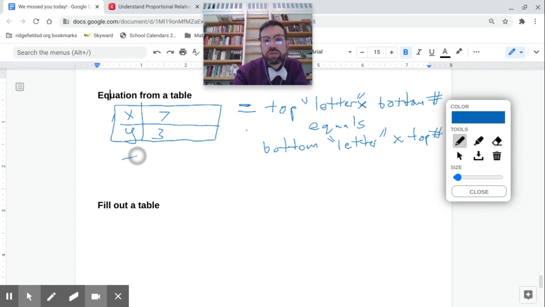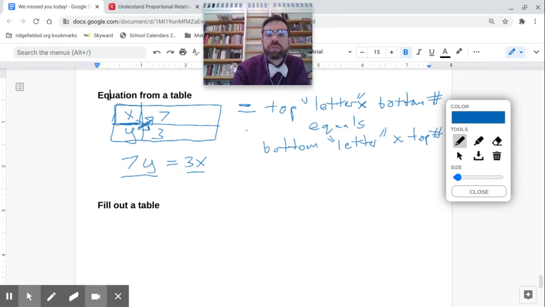So in this case, I would say 7y equals 3x. My top letter is x, and I multiplied it by the bottom number, 3, so 3x. My bottom letter is y, so I'm multiplying it by my top number, 7y. Simplify if wanted.